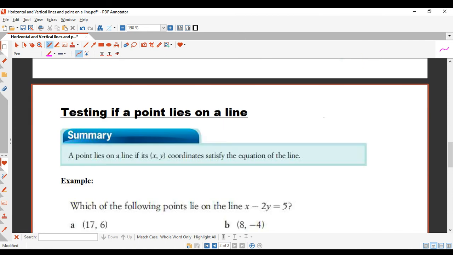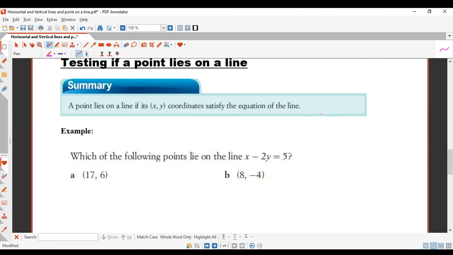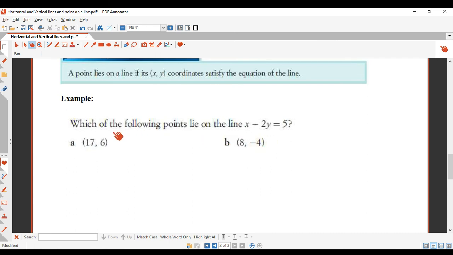Okay. Now, last of all, we're testing for point lies on a line. So a point lies on a line if its coordinates satisfy the equation of the line. So let's have a look at our first example. Which of the following points lie on this line? So in other words, if I substitute the x value, there's the x value there. There's x and there's y. So if I put these numbers into this equation and get a true statement, then that point is said to satisfy the equation.